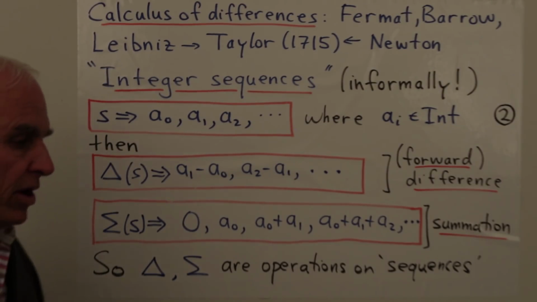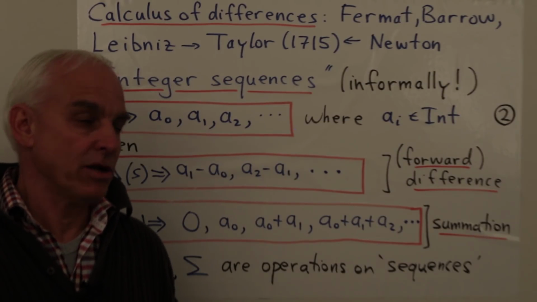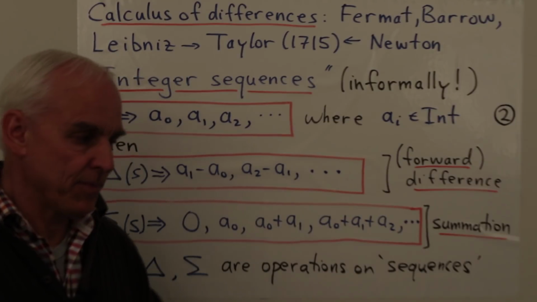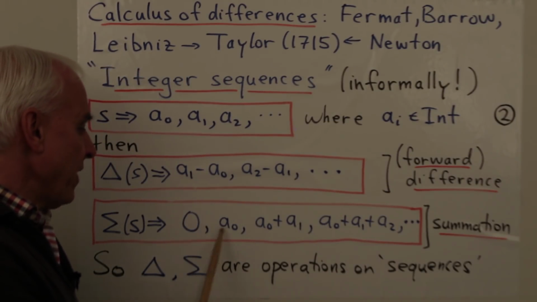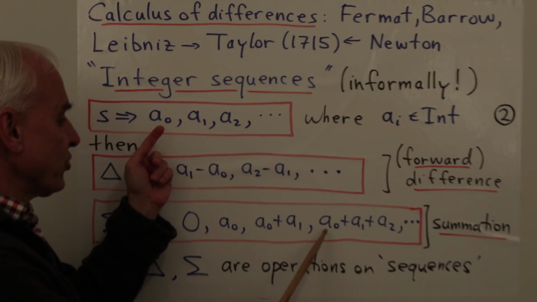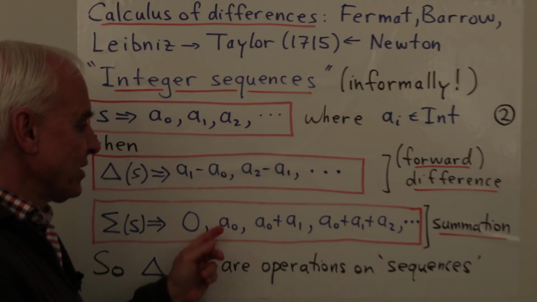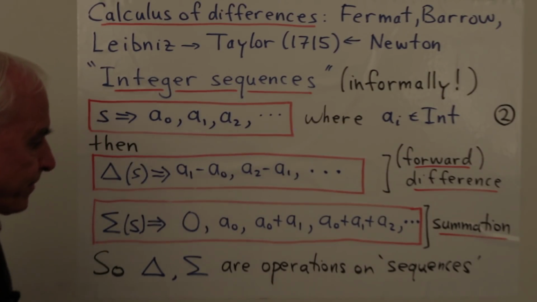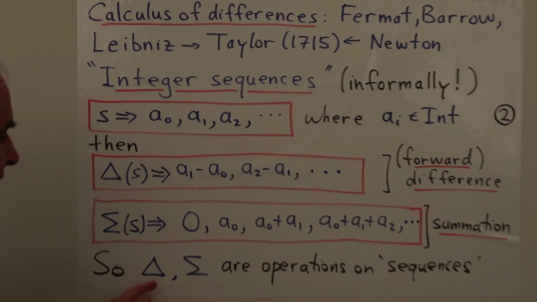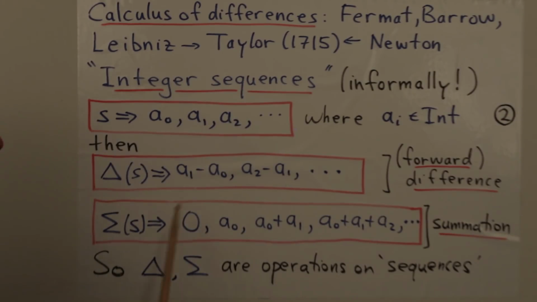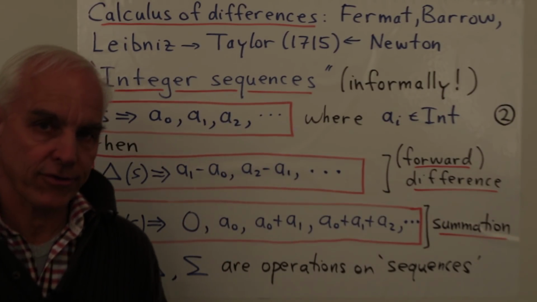The other important operation at this level is the summation operation, denoted by a sigma. Sigma of S, the same S, is the following new sequence. The sequence that starts with 0, and then the next term is A0, then the next term is A0 plus A1, and then A0 plus A1 plus A2. So at each stage, we're summing up more and more terms of the initial sequence. So delta and sigma, difference and summation, are operations on sequences. They take a sequence and give us 2 new sequences.